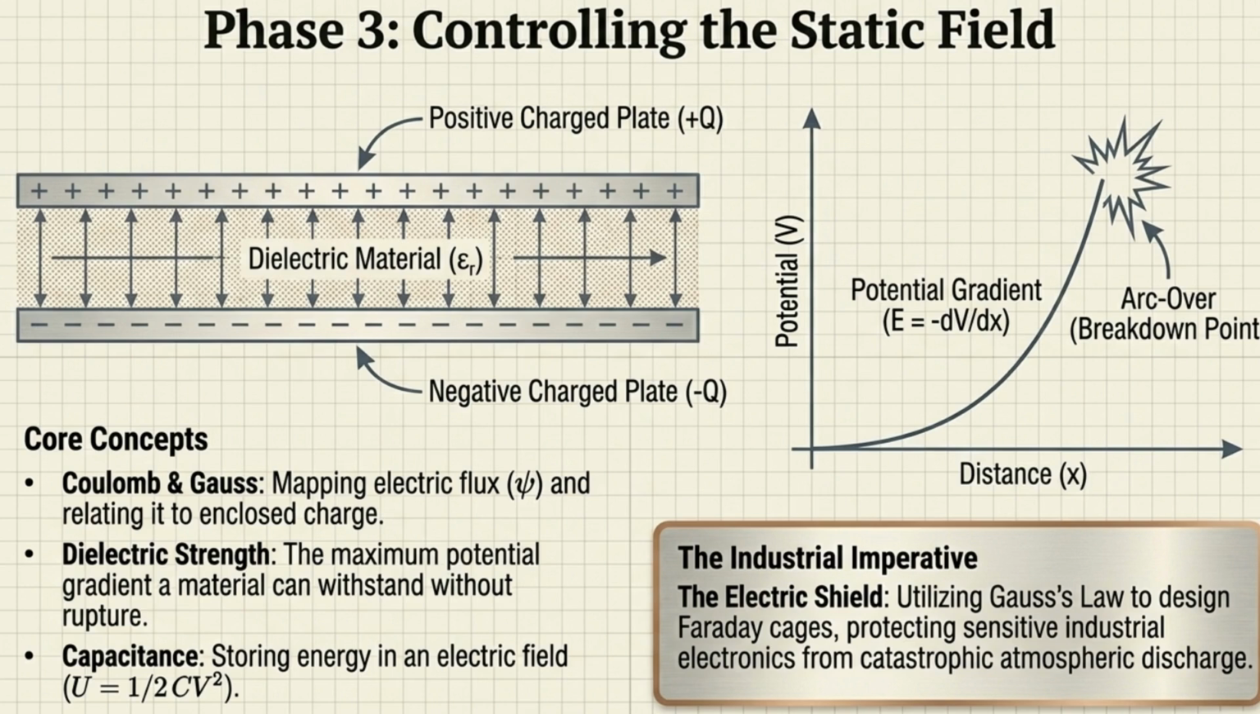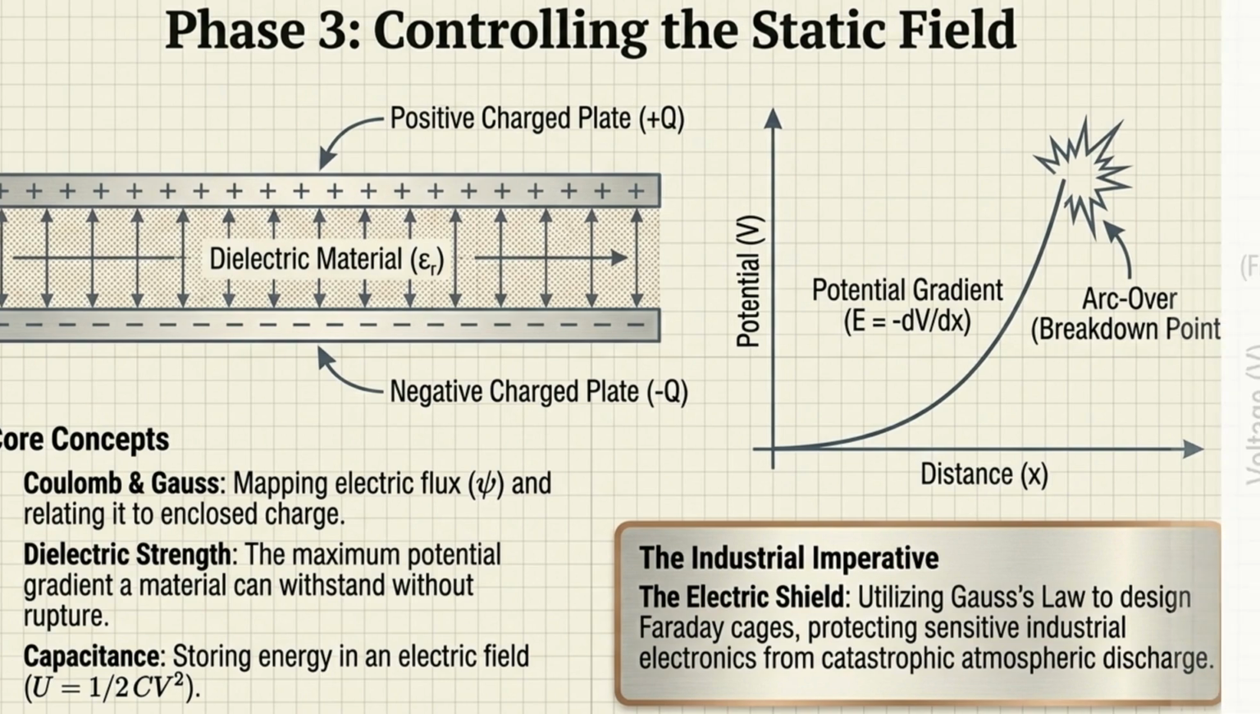Phase 3 addresses controlling the static field through core concepts like Coulomb's and Gauss's laws, dielectric strength, and capacitance. We look at the industrial imperative of using Gauss's law to design Faraday cages for protection against atmospheric discharge.